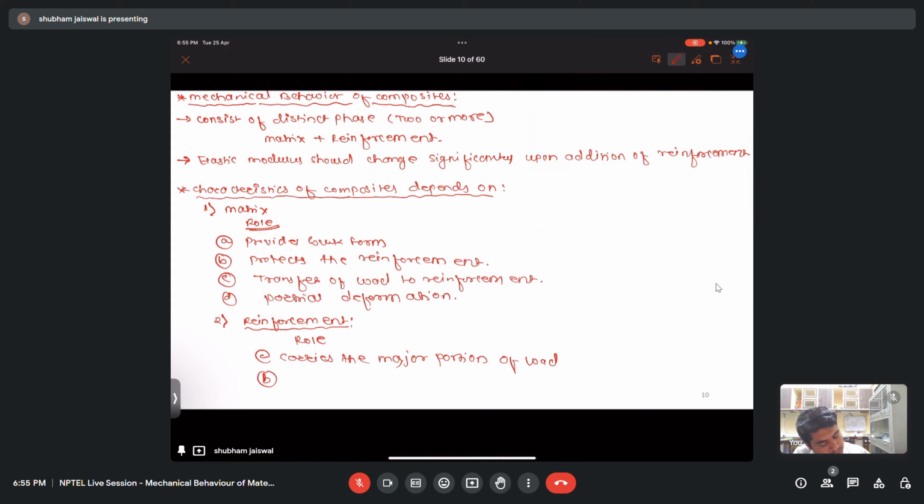And second, it should bond well with the matrix. Means it should have a uniform, or it should have a strain continuity. Means for strain continuity. Okay. So these are the factors that affect the characteristics of composite.